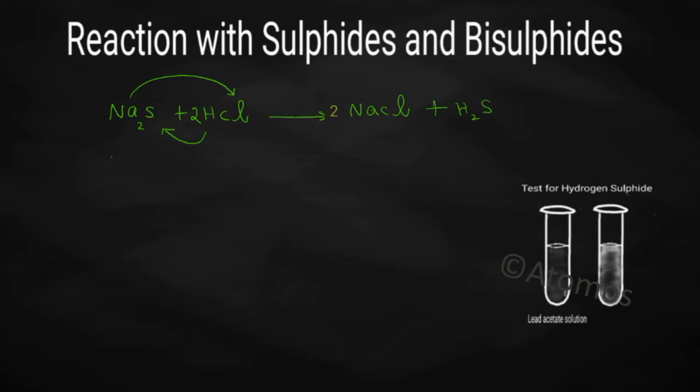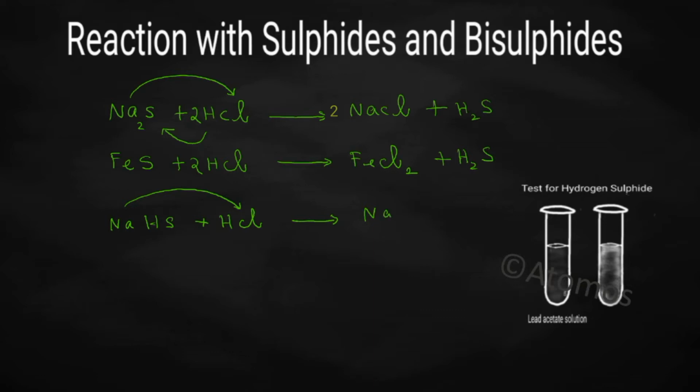Write one more sulfide, iron sulfide. What's the formula? FeS. To that we are adding hydrochloric acid. What will be the product of the reaction? You will be getting FeCl2, ferrous chloride. Along with that, hydrogen sulfide gas also will be produced. Got it? Now, write one bisulfide also. What is the formula for sodium bisulfide? NaHS. To that, we are adding hydrochloric acid. You will be getting sodium chloride. Along with that, hydrogen sulfide gas also will be formed.